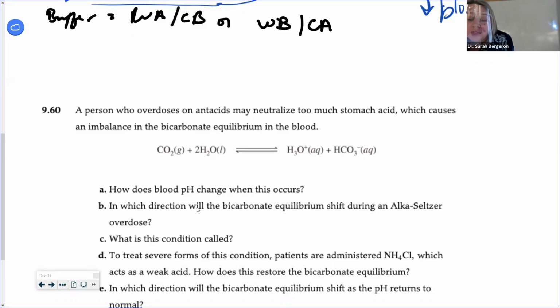So this is really important when we talk especially about blood pH. I don't really like how this textbook question does it. It says a person who overdoses on antacids may neutralize too much stomach acid. So this antacid is acting as a what? If it neutralizes an acid, it's acting as a base, which causes an imbalance in the bicarbonate equilibrium in the blood.